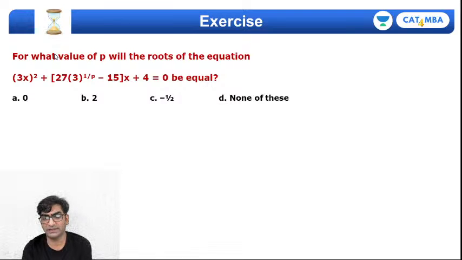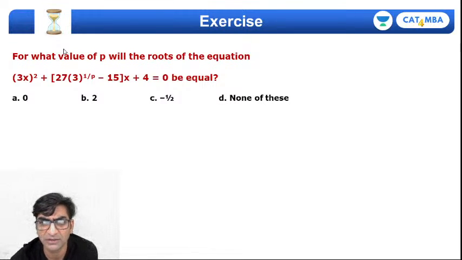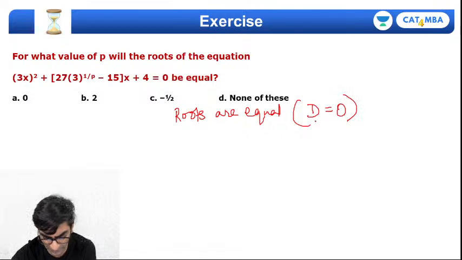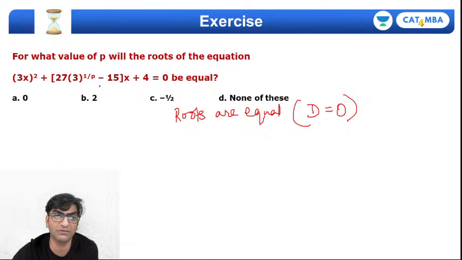Here's the next question. For what value of p will the roots of this equation be equal? What value of p will the roots be equal? Right? So think about it. When are roots equal? When are roots equal to each other? When discriminant is 0, right? Only then the roots will be equal to each other. Roots equal मतलब d equal to 0.